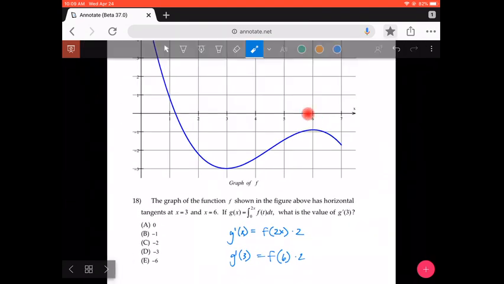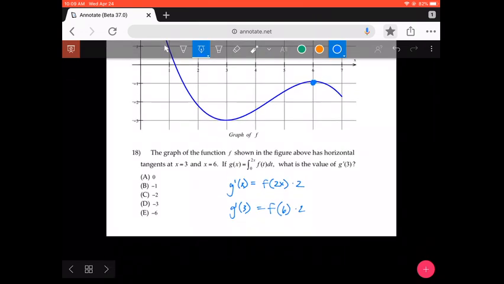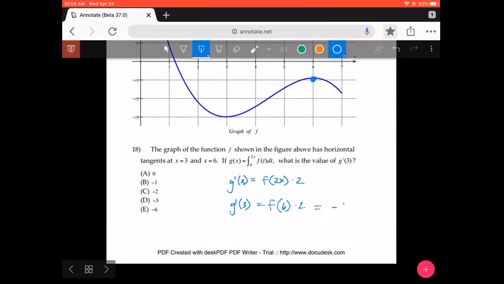Somebody recreated this graph from the original test that was released, so this is not exact, but on the original test, this graph, this line touched exactly at -1 here, so this graph is a little bit off, but it should touch exactly at -1. And so this is going to be equal to -1 times 2, which is equal to -2. C is your answer here.